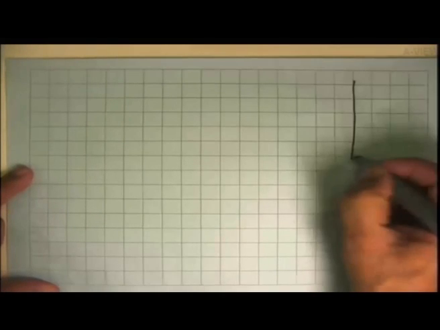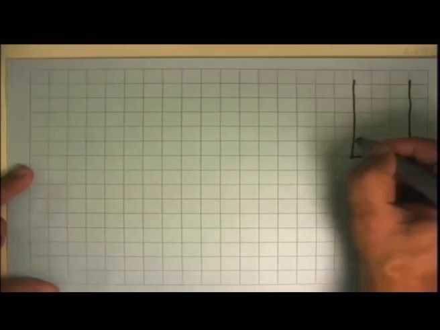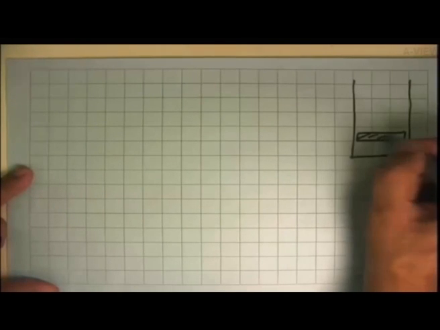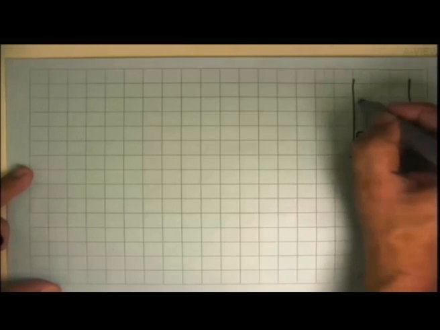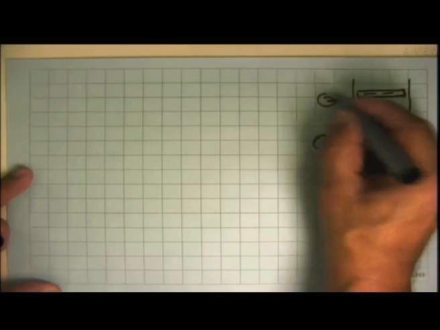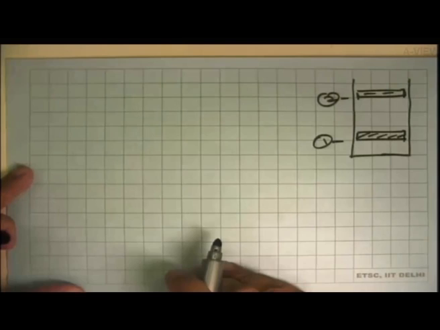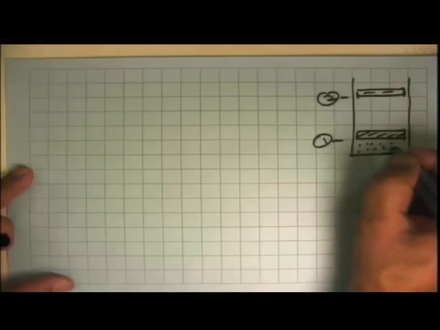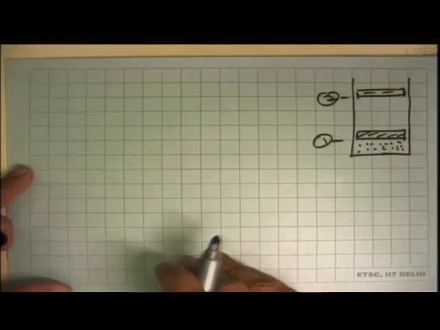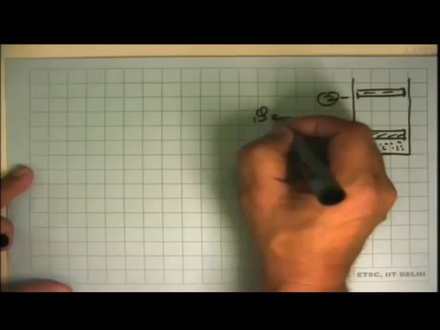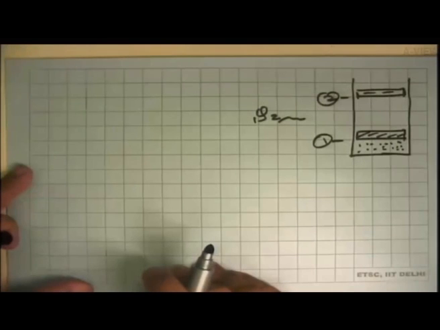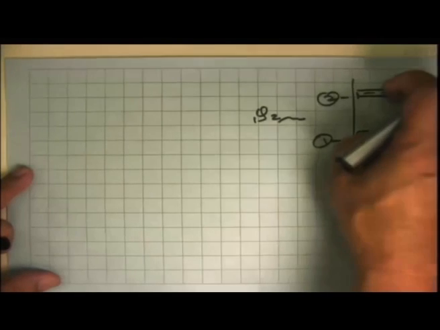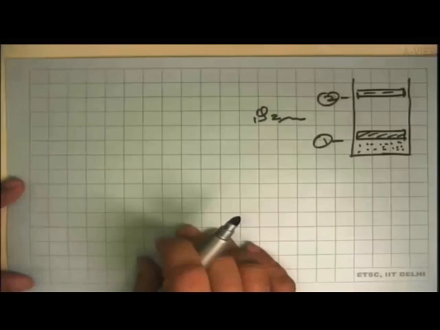So let's take a couple of examples. We say that we have a cylinder piston arrangement in which the piston moves from this position to this position. These are state 1 and state 2. There is some substance in it, and during this process a certain amount of heat was given to it. And we want to calculate the work done by the device.